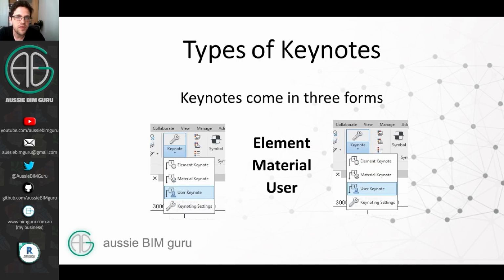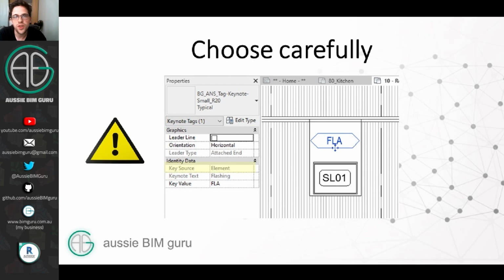So there's a few types of keynotes that you can place in a model under the Annotate tab. These are element, material, and user keynotes, and they all behave in slightly different ways. Whilst they all call on a keynote file in the same manner, the way that they source that keynote is different. So you need to choose very carefully what type of keynote you're going to use, because you can't change the type of keynote you've used once you've placed that tag.